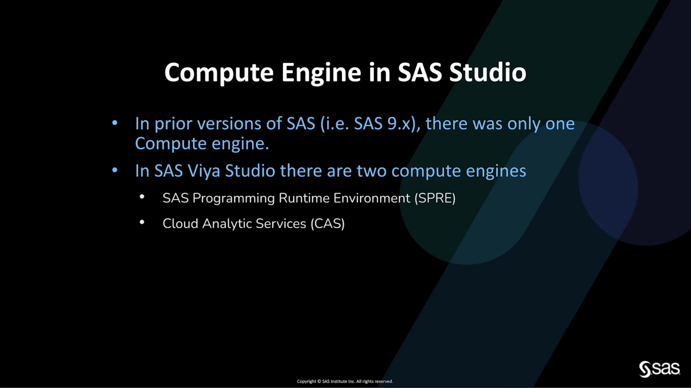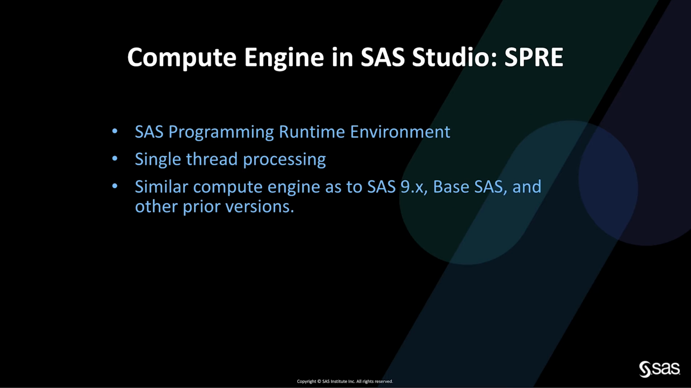Next slide. All right, now SPRE is what you would have used in prior versions of SAS. If you're using SAS 9 or Enterprise Guide, this is what you would have used. It's just single thread processing. It can be very useful. You'll still use this a lot in Studio, but you do have an option to use CAS as well, and I'll get into that.